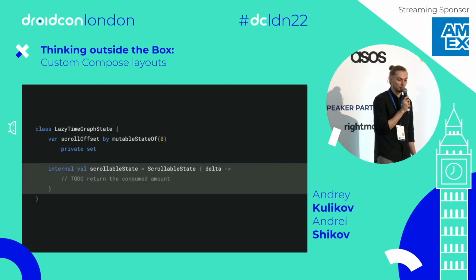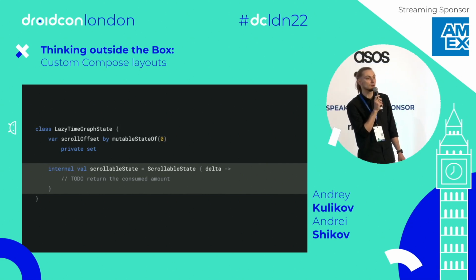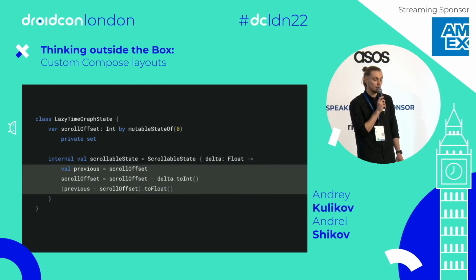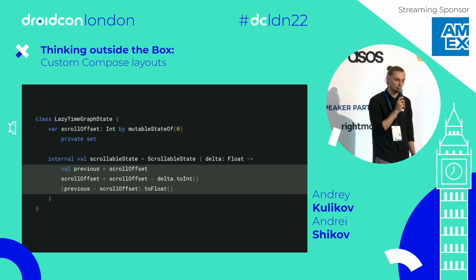Then we have an internal property called scrollable state. Scrollable state is the object we will later provide into the scrollable modifier. The constructor accepts a lambda, where we are consuming the scroll events we get from the system. Here, an important thing to notice is that we get deltas in float, but in fact we lay out in ints. So what we will do here is make sure to only consume the int part of the float and report only the scroll delta we really consumed, without the fractional part.